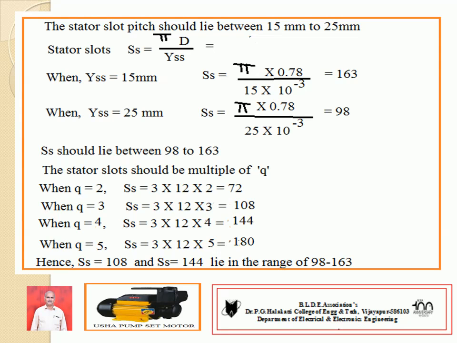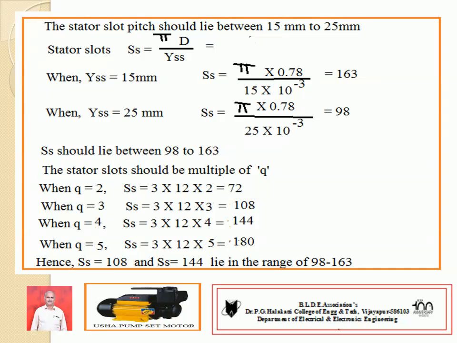The stator slot pitch should lie between 15 mm to 25 mm. We know the slot pitch YSS equal to pi D by SS. From that expression, stator slots equal to pi D by slot pitch YSS. Hence, we have to know when slot pitch equal to 15 mm, what is the value of SS. So you substitute YSS equal to 15 mm.